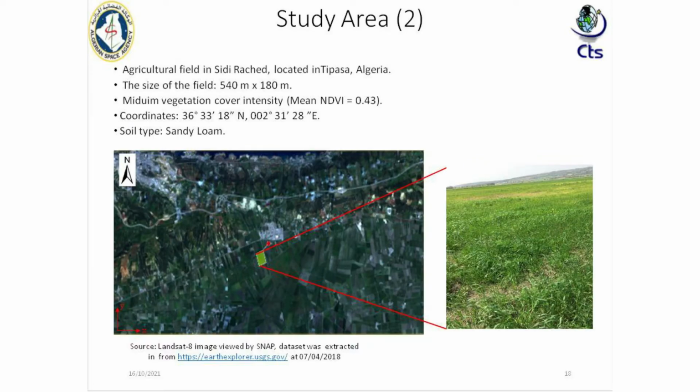The second study area is local. It's in Sidi Rashid in Tipaza. Obviously, the soil type was not as good, and its water retention capabilities are quite low. However, this study area is a bit bigger than the one in the UK, and it had, let's just say, medium vegetation cover.